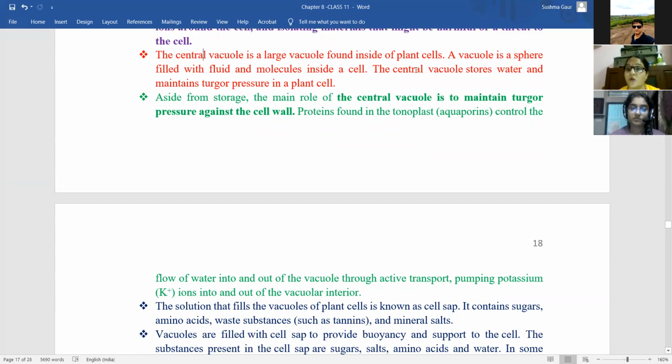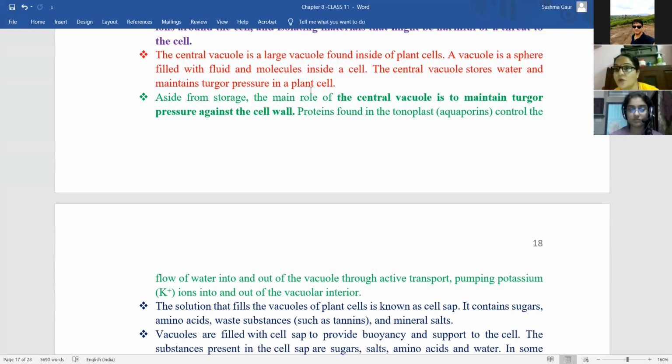What is the function, or what are the things that are present in the central vacuole? They store water and maintain the turgor pressure in the plant cell. So if someone asks you which portion of the vacuole is responsible for maintaining the turgor pressure in a plant cell, then you have to tell them it is the central vacuole, because it consists of water, or the water of the cell is stored within this central vacuole.